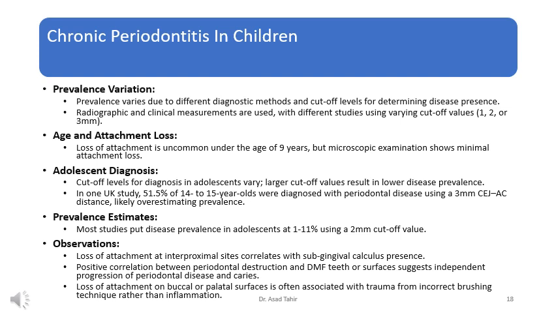Observations: loss of attachment at interproximal sites correlates with subgingival calculus presence. Positive correlation between periodontal destruction and DMF teeth or surfaces suggests independent progression of periodontal disease and caries. Loss of attachment on buccal or palatal surfaces is often associated with trauma from incorrect brushing technique rather than inflammation.